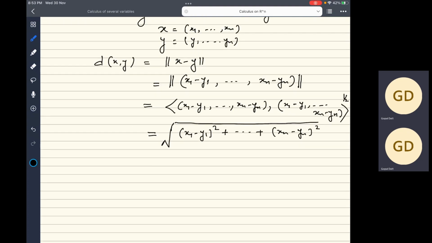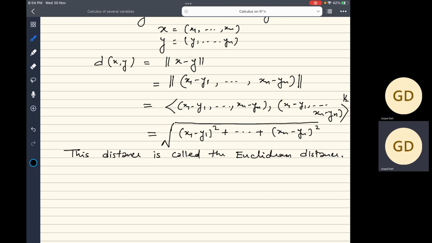This distance is called the Euclidean distance, or in other words, this is the Euclidean metric on Rn. This metric gives Rn a metric space structure. Once it has metric space structure, we can define other basic notions of metric space.